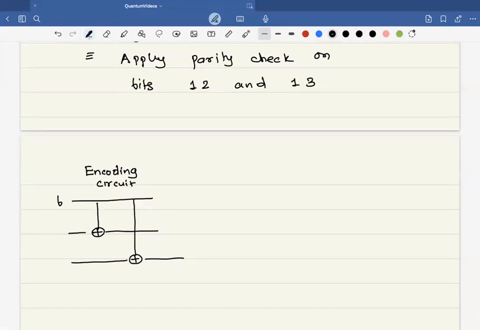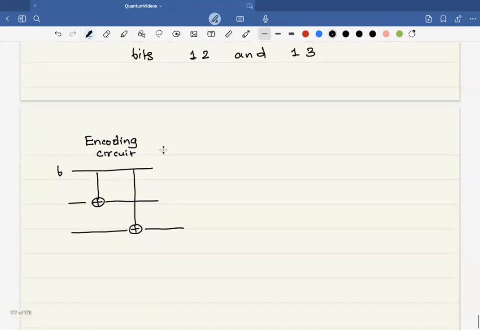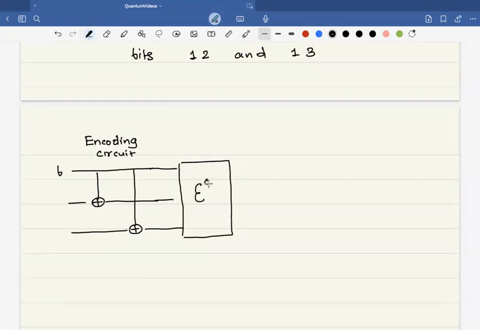Right. So if I want to transmit B is 0, then I'll get the output over here as 000. If B is 1, then I'll get 111. Then the next is the channel that the bit goes through. So this is where the error can happen. So let me call this E. This is the classical channel. So this could be the binary symmetric channel, for instance.